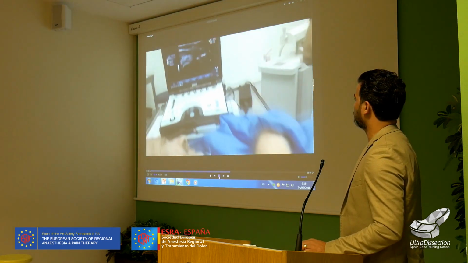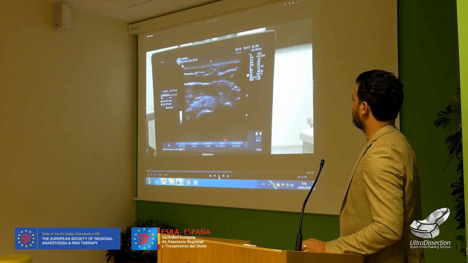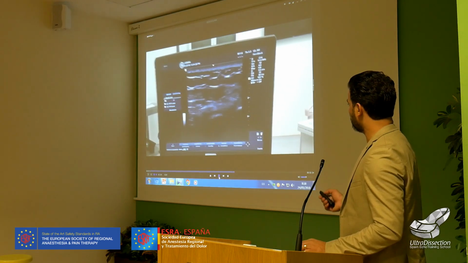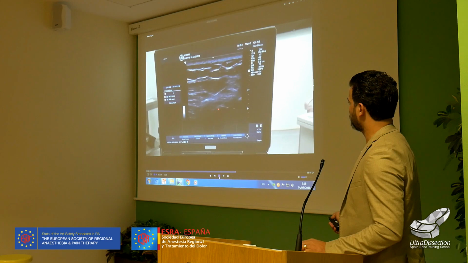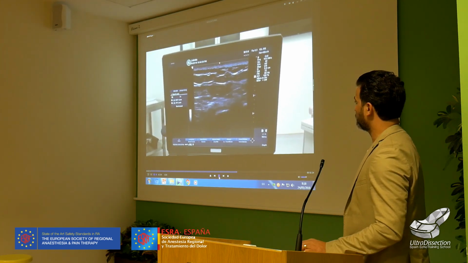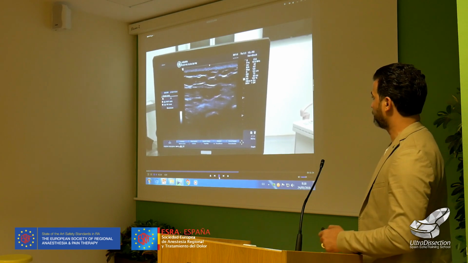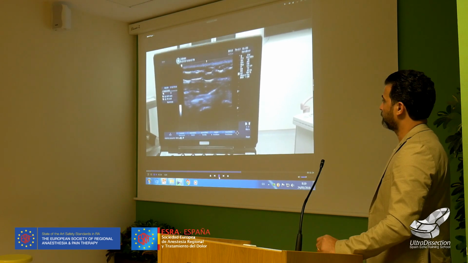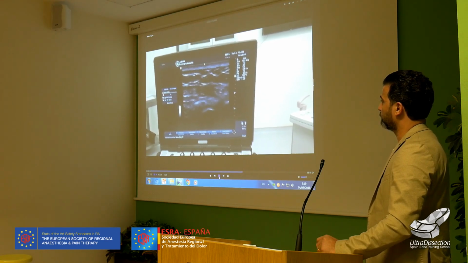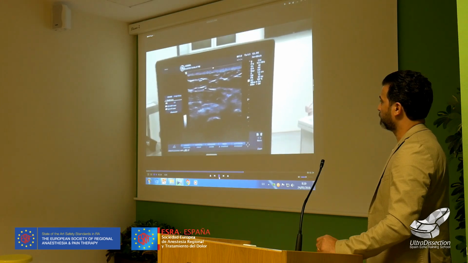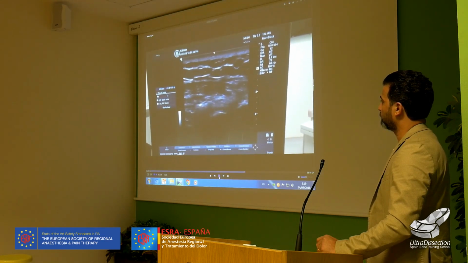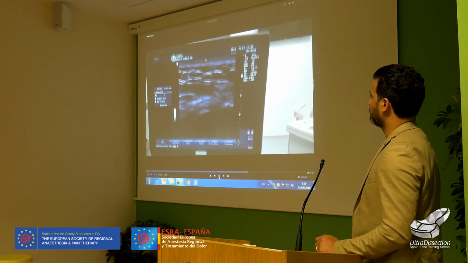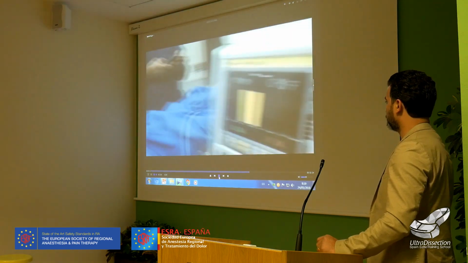Now see in the ultrasound, you can see the needle go to the, here, this is the radial nerve now. This is the radial nerve, this is the needle. See the needle? Okay. Now I will start the stimulation from here. This is the needle. Okay. Now start the stimulation.